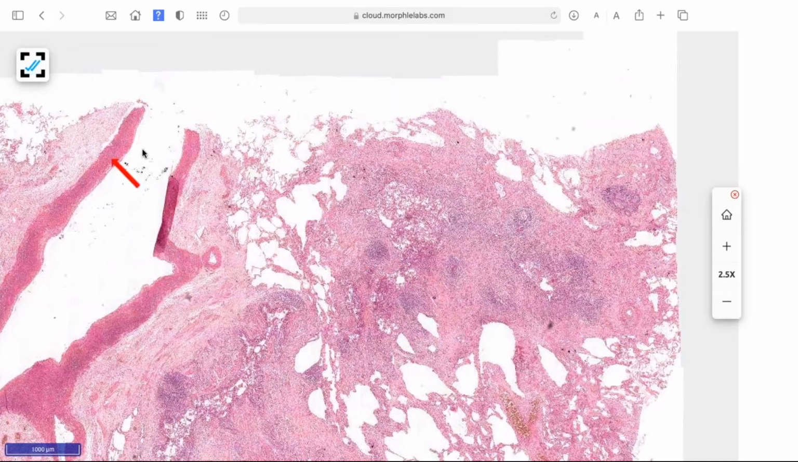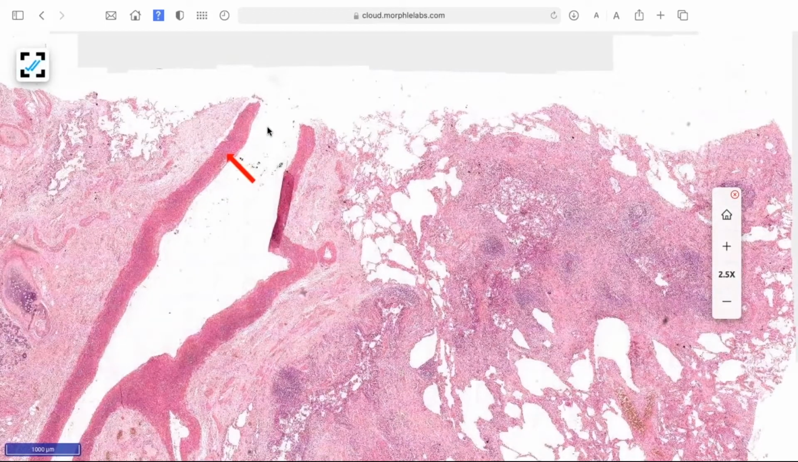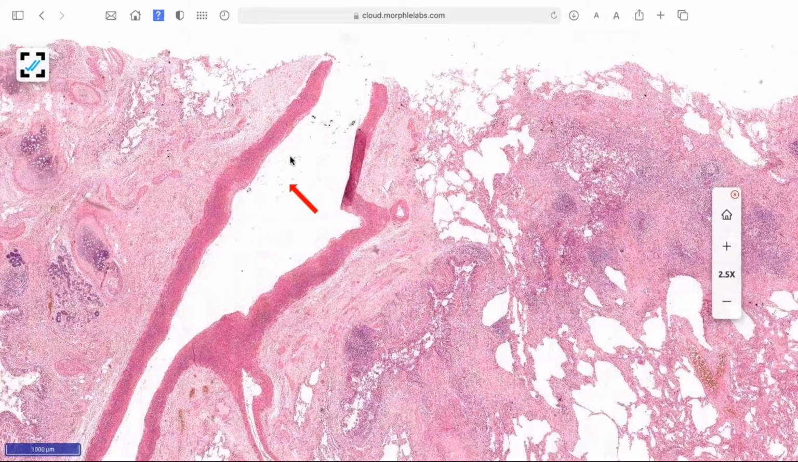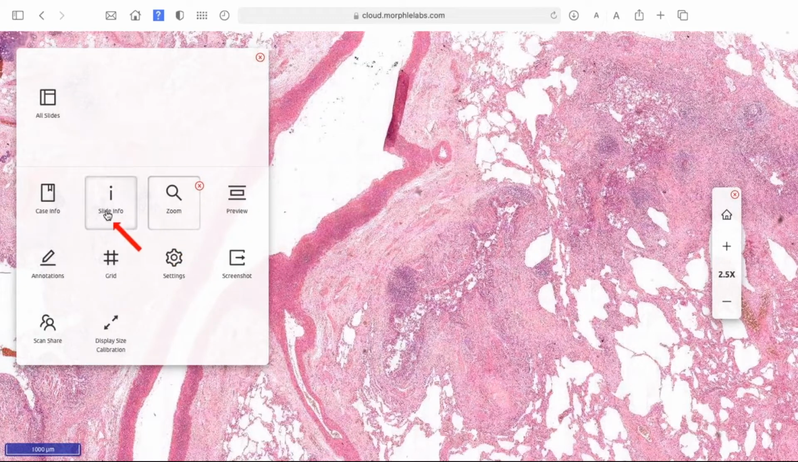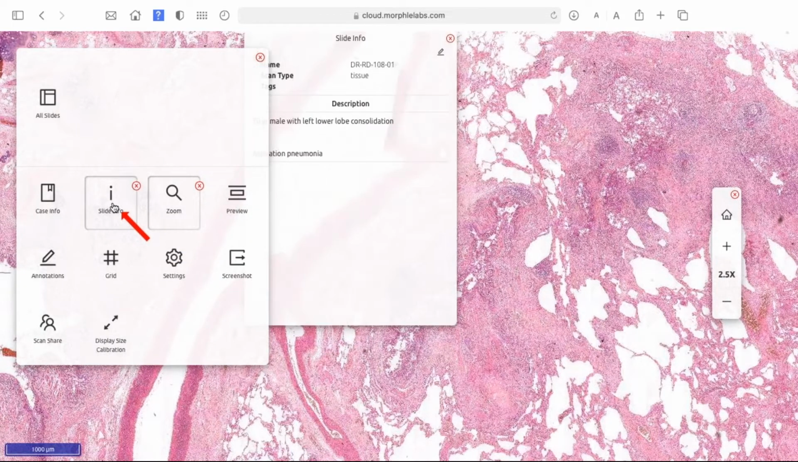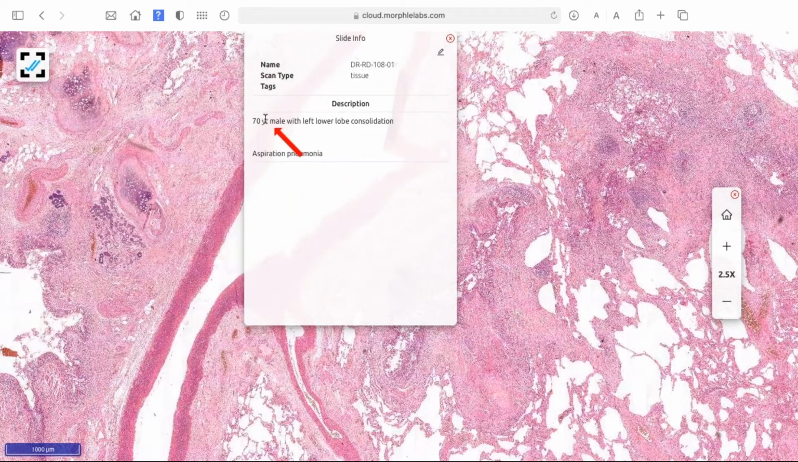And by the way, I hope you all have screened the slides, but if you have not screened the slide, go back. It will be there for another couple of days. I will ask them to keep it until this Sunday. If you click the slide information, you can get the history: 70-year-old male with left lower lobe consolidation. I also put the diagnosis, aspiration pneumonia. So the first time you see it, hide the diagnosis, see the history, go back to the slide, see the slide, come to your diagnosis, and then see the diagnosis.